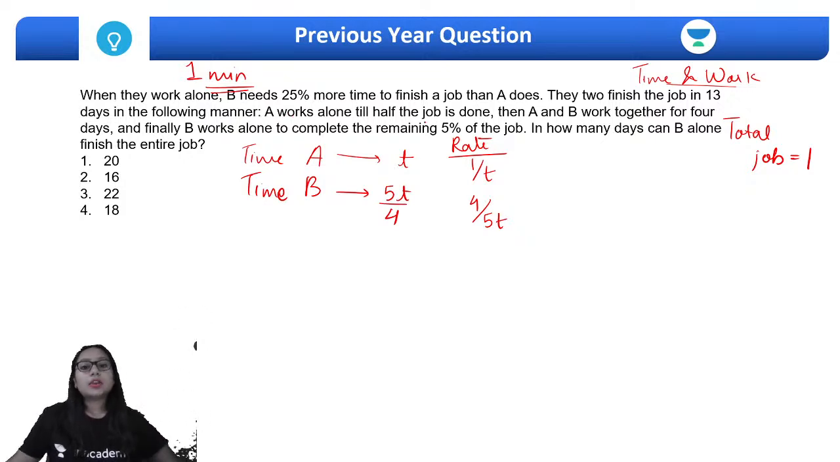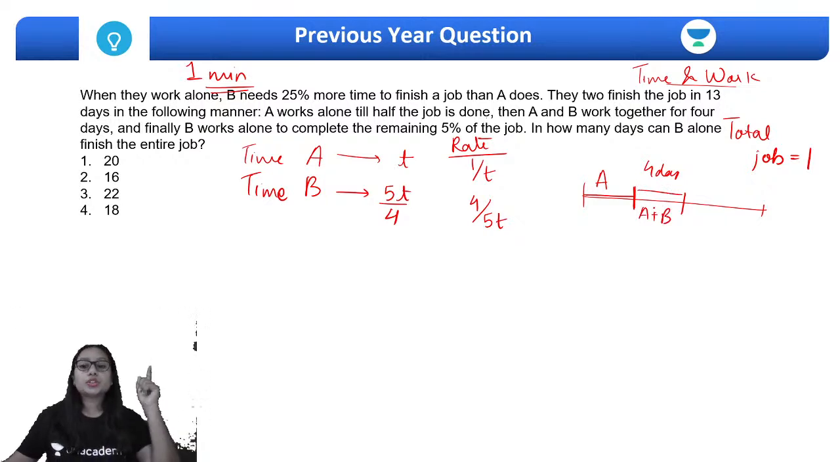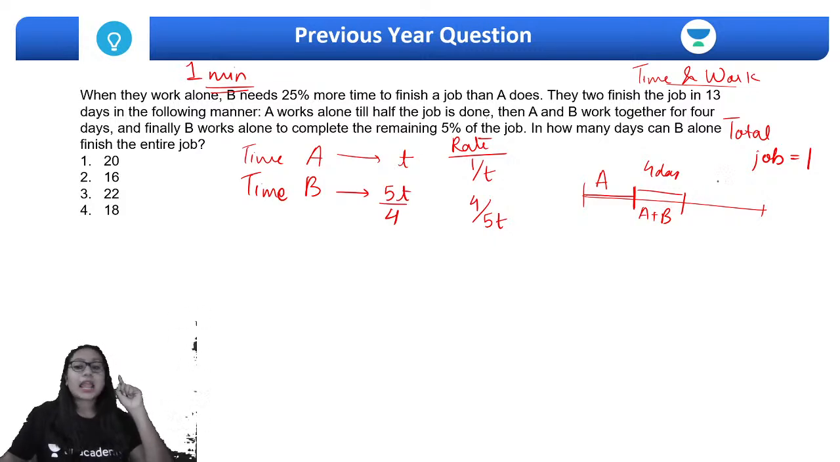A works alone till half of the job is done. Okay, so if this is the job, in half of the job A is working alone. Then A and B work together for 4 days. So for the span of 4 days, A and B work together.